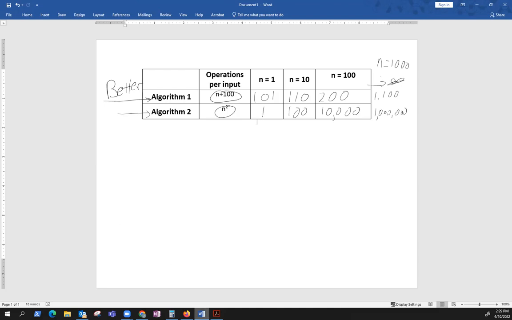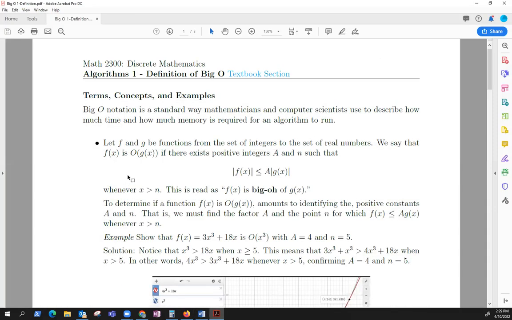Okay, let's go back to the notes and look at this technical definition of what Big O says. And this is given to you in terms of functions. And then we'll translate that into algorithms just by letting our functions be on natural numbers or positive integers rather than the real numbers. So I'll start out with two functions, f and g. They're functions from the set of integers to the set of real numbers. So our input here is going to be integers. That's like the number of inputs you would have.